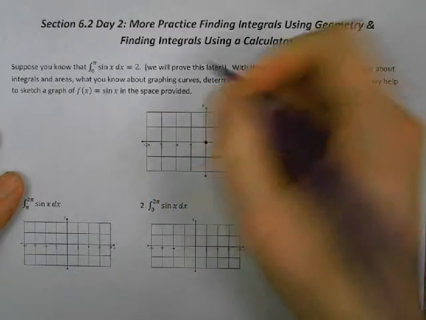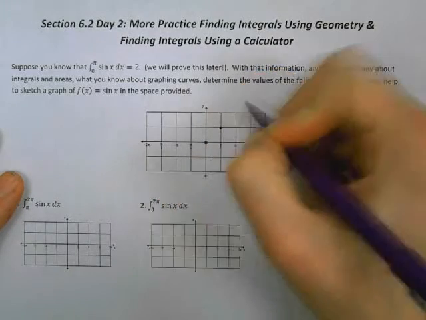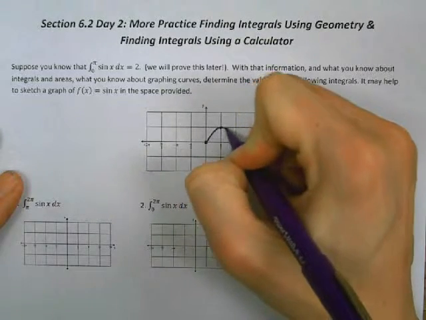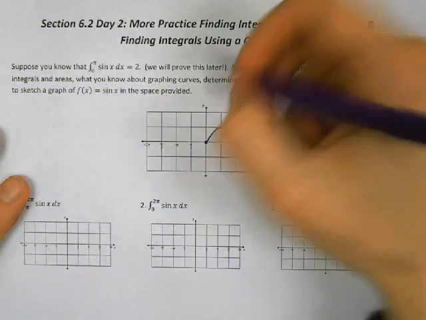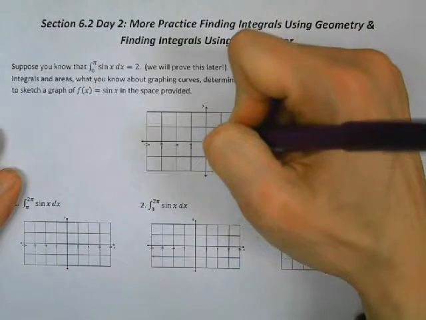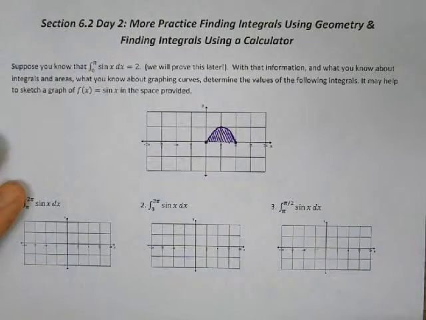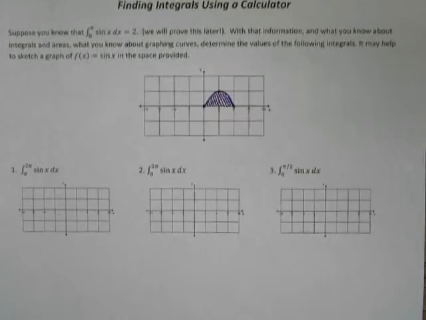Sine of 0 we know is 0. Sine of pi over 2 is 1. And then sine of pi is also 0. So there's my sine curve from 0 to pi. And again, the integral just means we're taking the area between that curve and the x-axis. And we know that that value is equal to 2. So we're going to use that to find some other integrals.